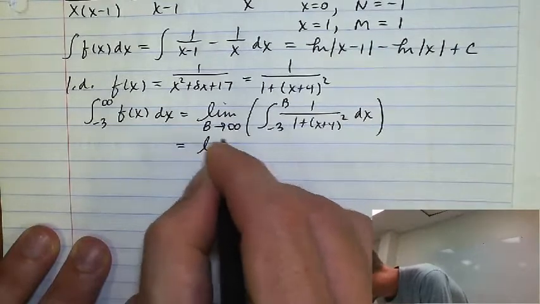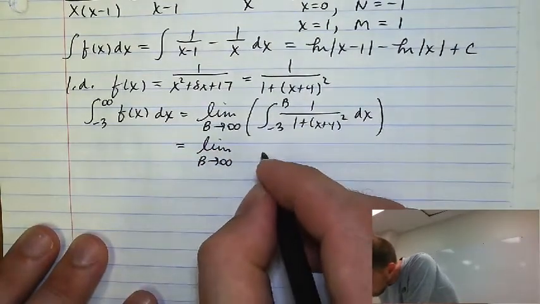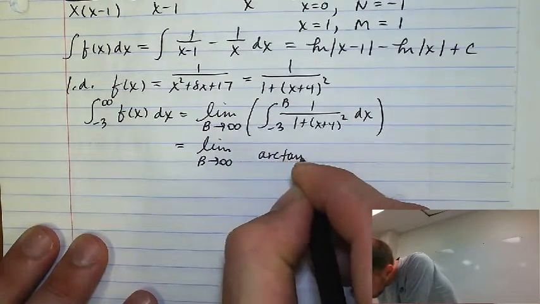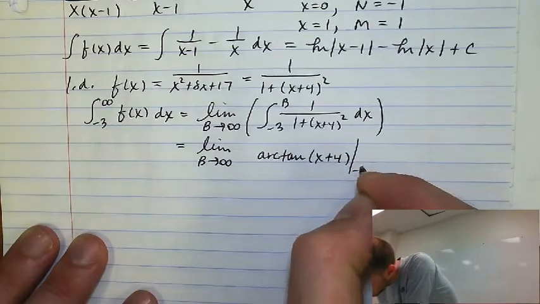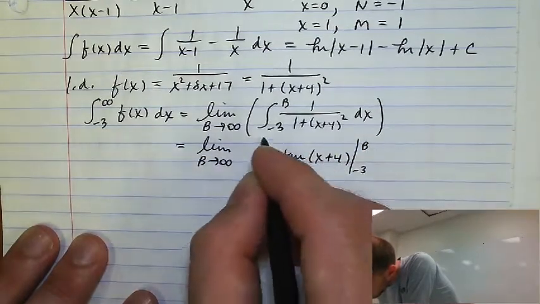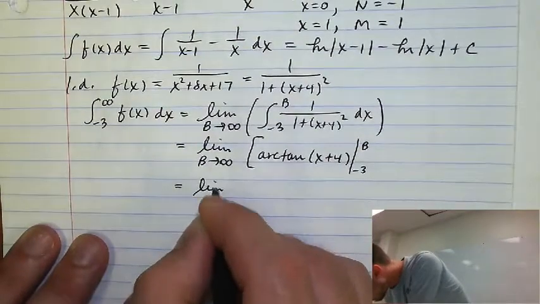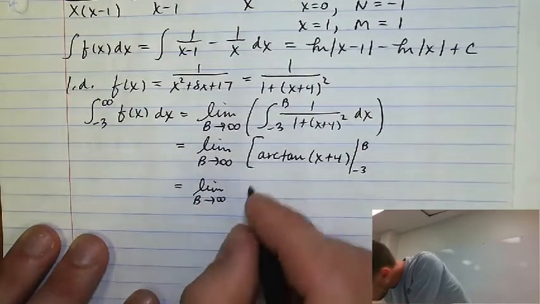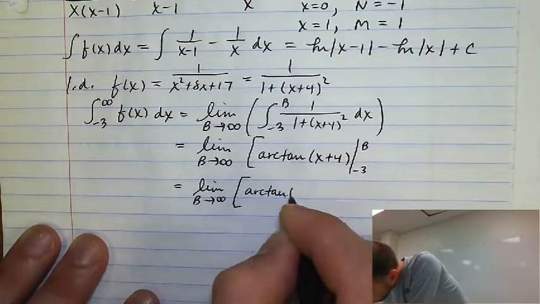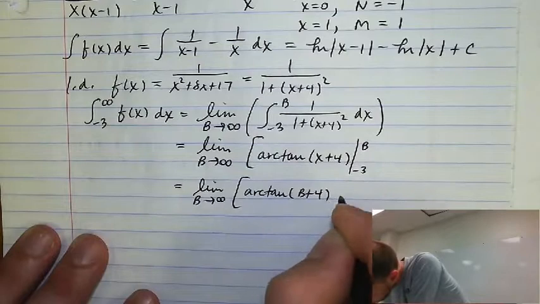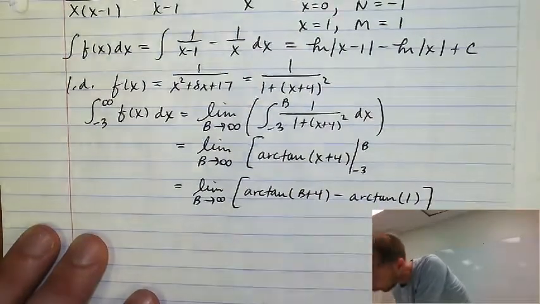Okay, this is the limit as b goes towards infinity of arctangent of x plus 4 as x runs from -3 up to b. Okay, which is going to be the limit as b approaches infinity of arctangent of b plus 4 minus the arctangent of -3 plus 4.